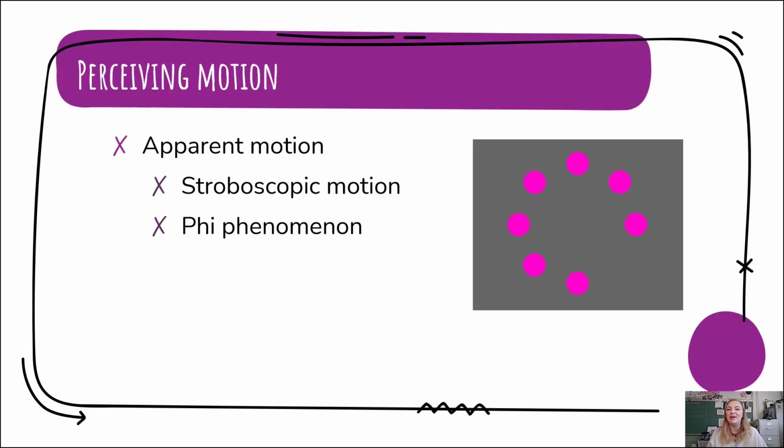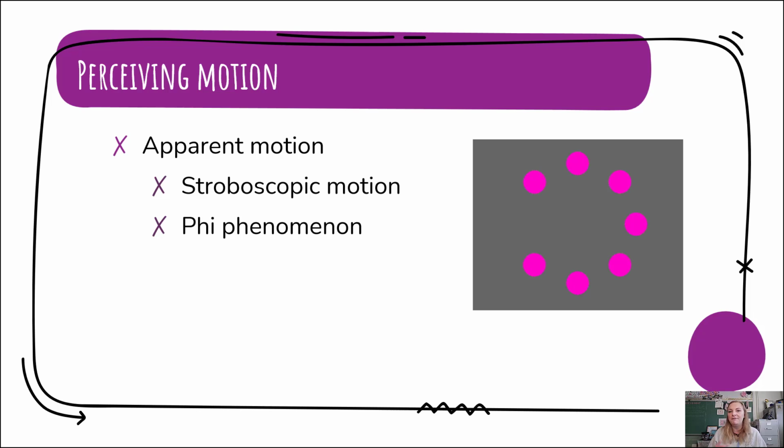Finally, let's talk about how we perceive motion in our world. Apparent motion is actually an optical illusion where a stationary object appears to have moved. Other terms for this are sometimes called stroboscopic motion and the phi phenomenon. Both of these things mean the same thing. And this is the idea of rapidly displaying a series of slightly different still images that appear to be creating continuous movement. This essentially is tricking the brain into perceiving movement where there is none.